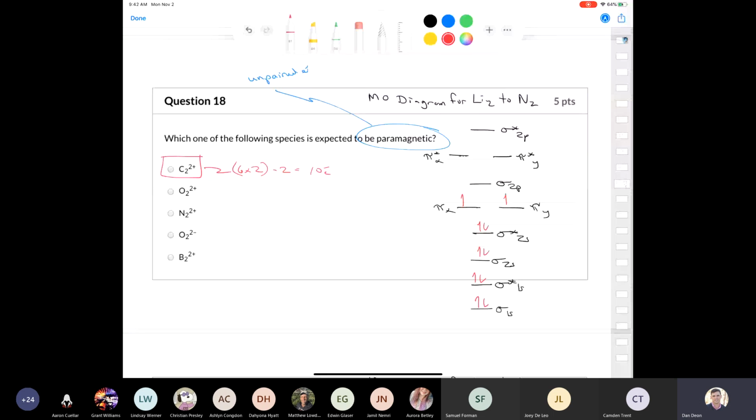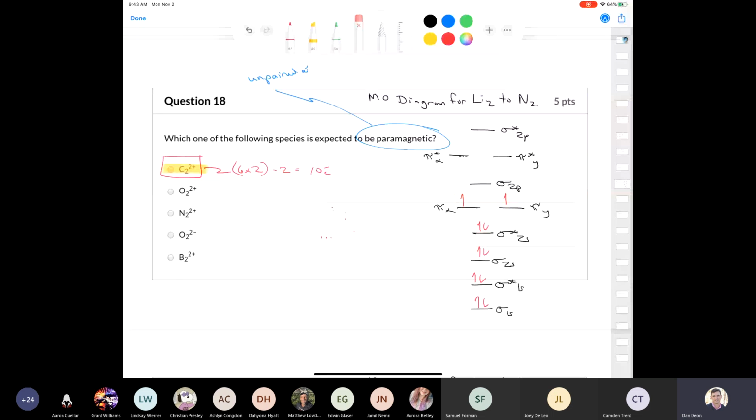You can see that the C2 2+ ion has 2 unpaired electrons. And since it has unpaired electrons, it must be paramagnetic. Okay, and so the correct answer is the first one. Let me just show you with another one, just to prove to you that another one of these choices is not the right choice. So I'll delete this for now. Here we go.